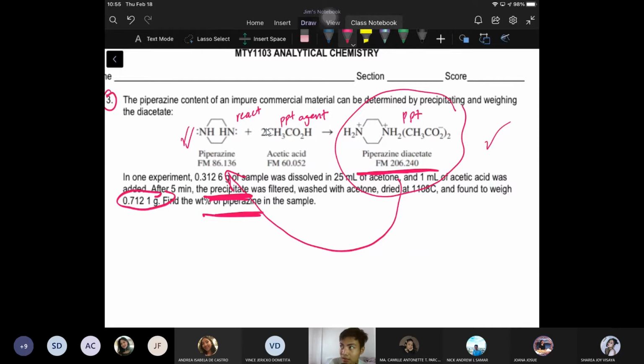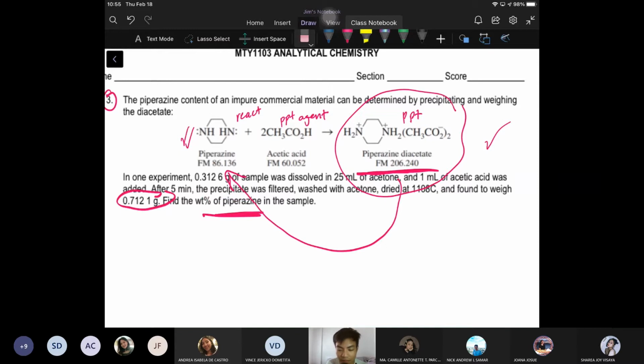May coefficients na nakalagay dito. For example, ito ay 1, ito ay 2, ito ay 1. So, 1:1 yung ratio ng ito, pati ng original substance mo. Okay. So, 1:1 yan. Then, pag na-convert mo yan into this, multiply mo na lang yan sa mass ng molar mass ng piperazine. So, you have the mass of the piperazine.